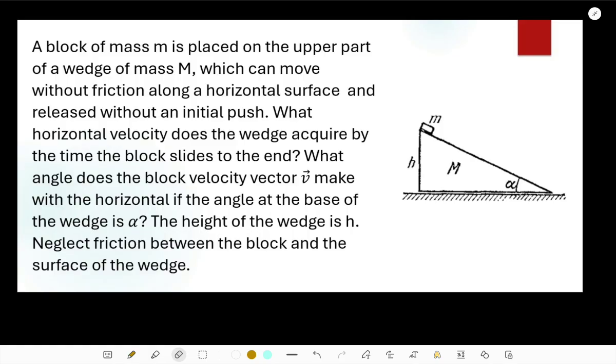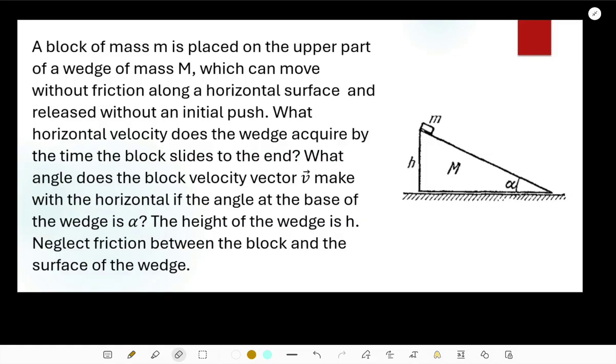And what angle does the block's velocity vector v make with the horizontal if the angle at the base of the wedge is alpha? The height of the wedge is h. Neglect friction between the block and the surface of the wedge. So friction is completely absent. And many of you must have gone through this problem.